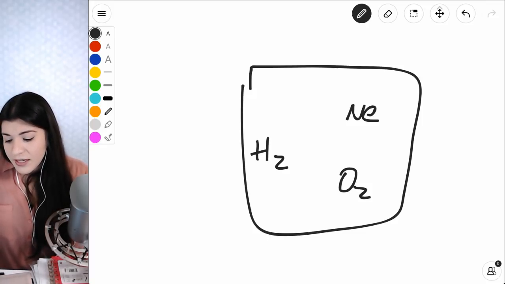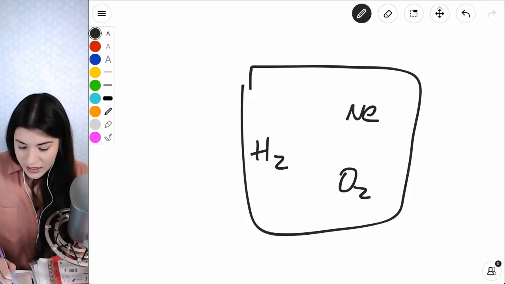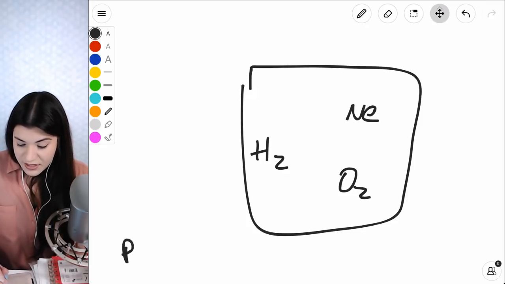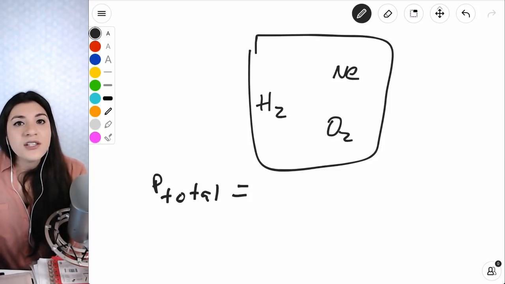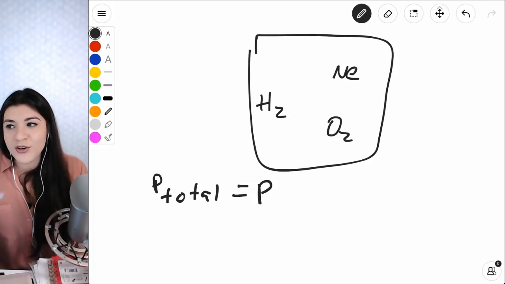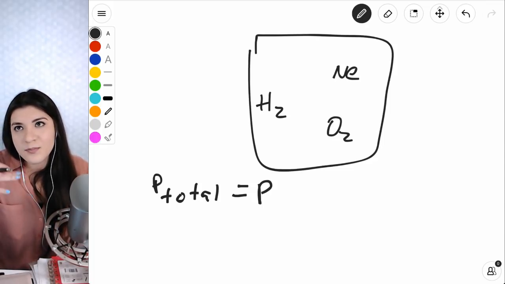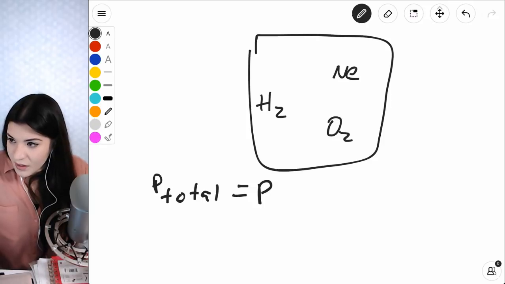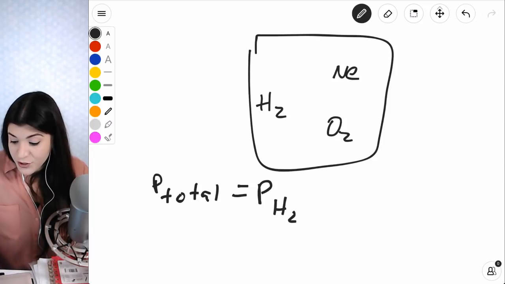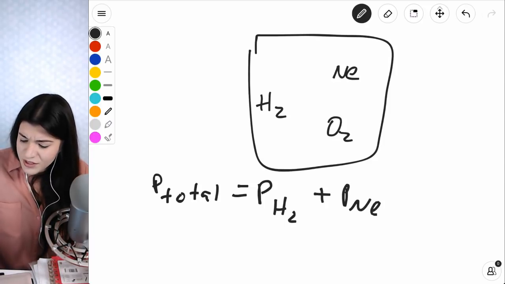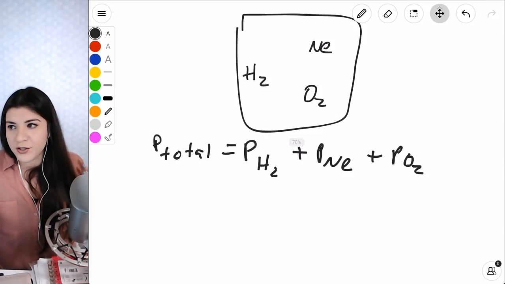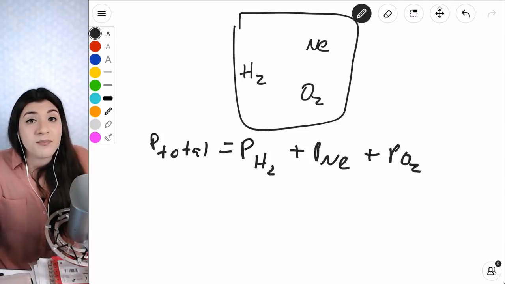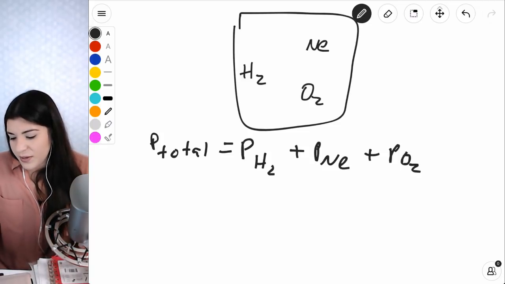Okay, so if everything is all together, and I were looking for something known as the total pressure of this container or of this gas mixture, what I would do is add each individual gas's partial pressure, or think of it as each individual gas's pressure. So from here, this is going to be the partial pressure of H2 plus the partial pressure of neon plus the partial pressure of O2. So that's what you would do whenever you're finding the total pressure of that gas mixture. That's essentially the concept behind it.